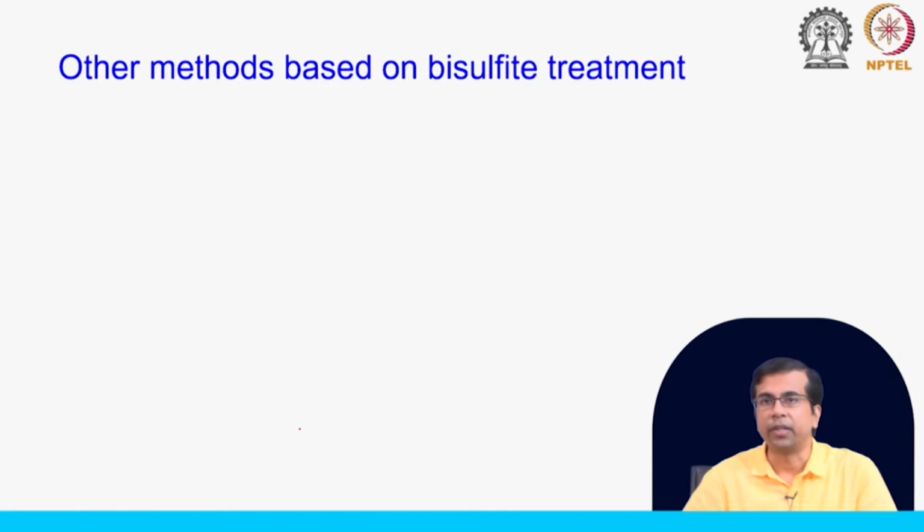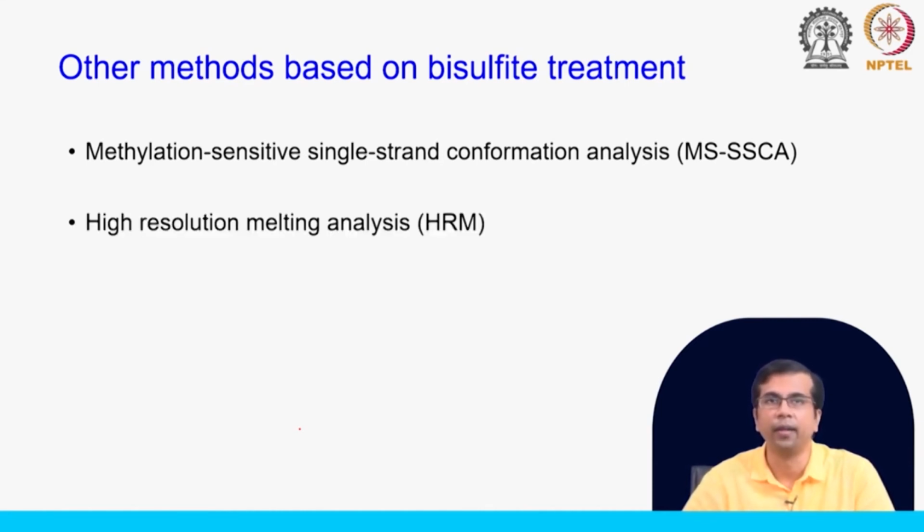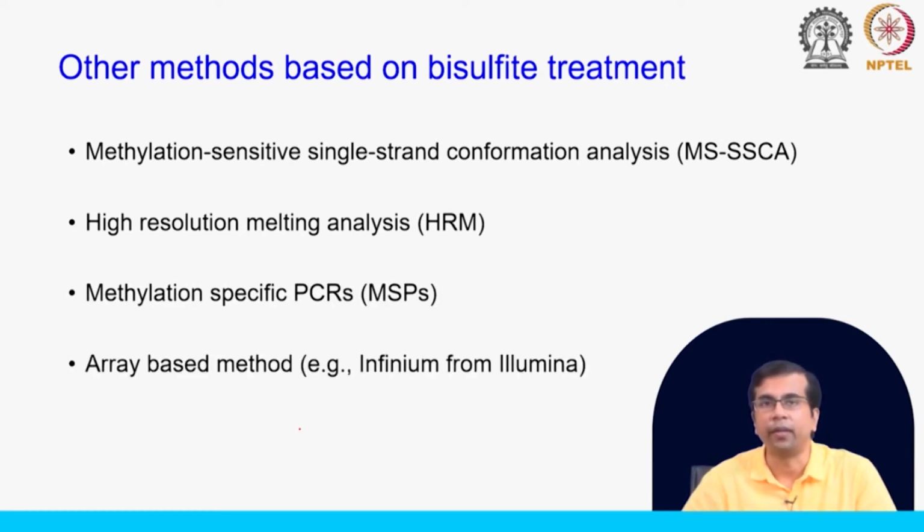There are other methods that are based on bisulfite treatment, something called methylation sensitive single strand conformation analysis. I will not go into that or any of these methods. I will just simply mention them. You can look up if you are interested. There is something called high resolution melting analysis. These are methods that do not use next generation sequencing. You have methylation specific PCRs or MSPs. You have array based methods, Infinium from Illumina.